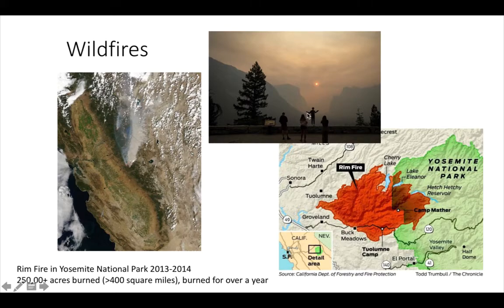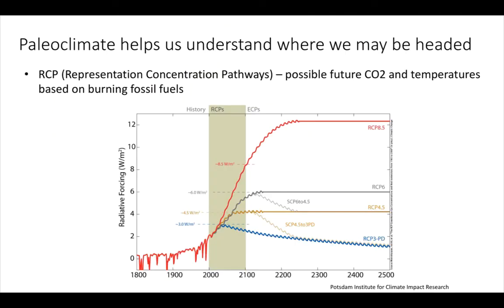If you stood at the tunnel view of Yosemite Valley, this is what you would have seen. You would not have been able to see Half Dome because it was so smoky. This fire was so big you could actually see it from space here. So those are examples of impacts on our national parks.